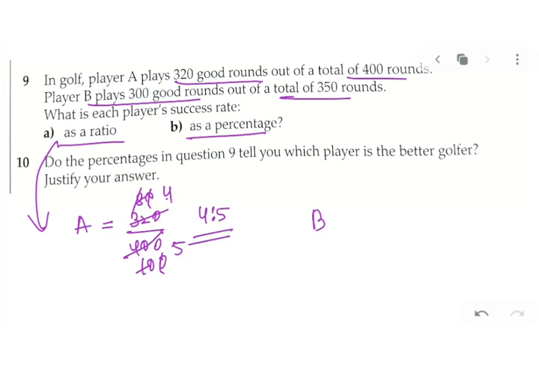And what about player B? Player B played 300 good rounds out of 350. So I can cut this off. I can go with the table of 5. It will go 6:7. So 6:7 is B's ratio.